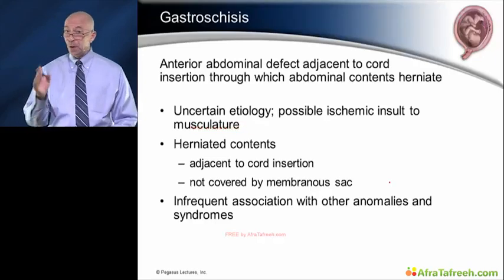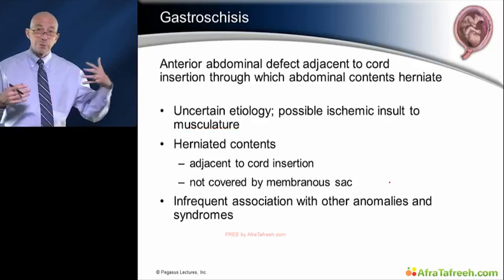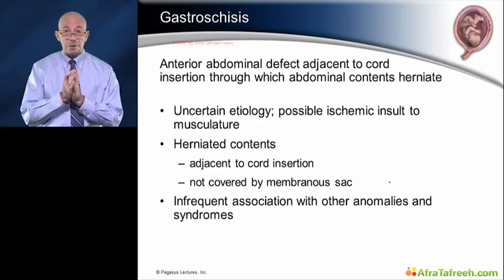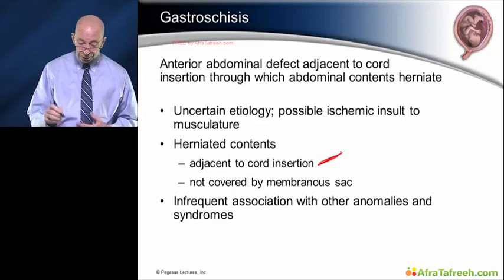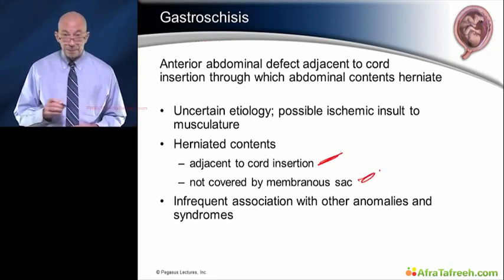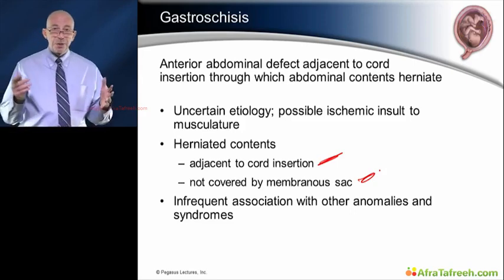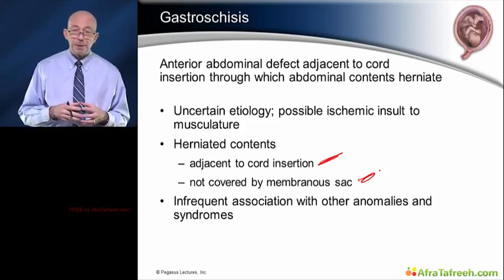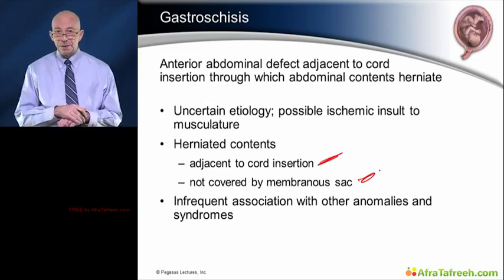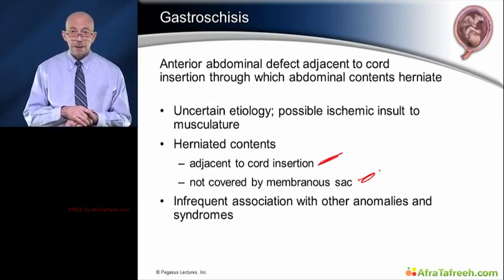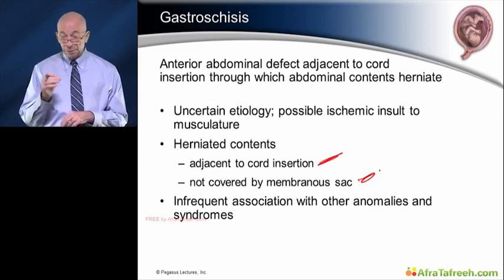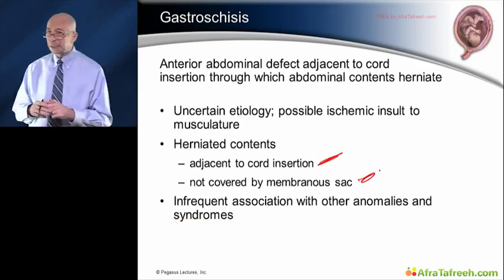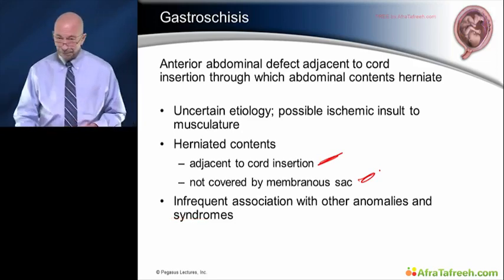A gastroschisis is also an anterior abdominal wall defect through which abdominal contents herniate. However, it is usually located adjacent to the cord insertion, and it is not covered by a membranous sac. The etiology is uncertain, but it's thought that perhaps ischemic insult to the anterior abdominal musculature may result in this cleft in the abdominal wall. Unlike omphalocele, which is frequently associated with other anomalous conditions, gastroschisis is usually a solo defect.